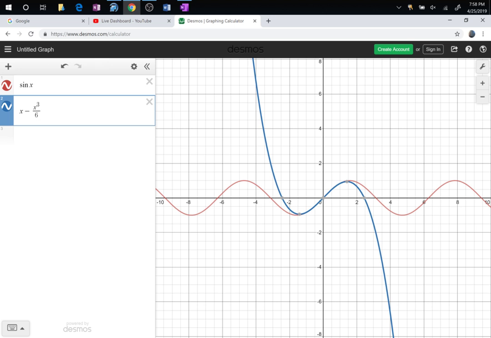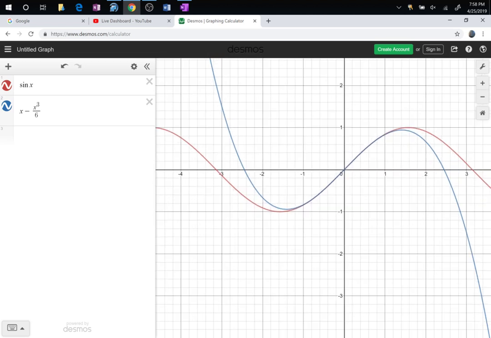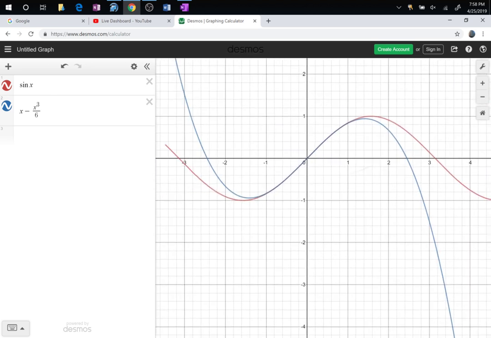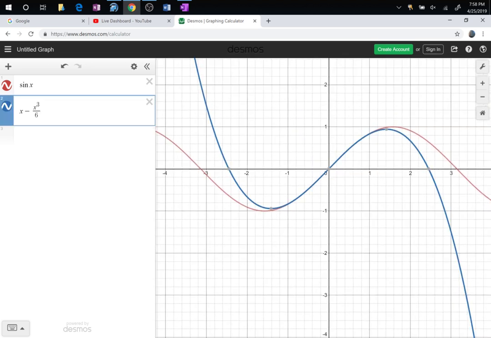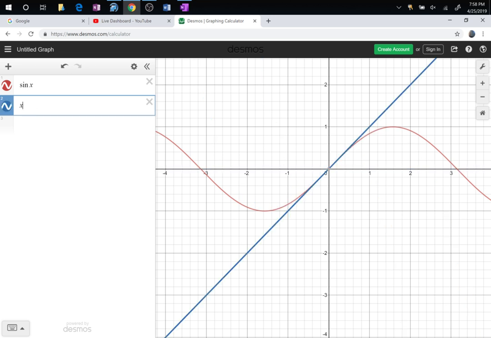There we go. Let me zoom in. Red line is your sine, blue line is your approximation. Let me just quickly go back over here and completely erase this. Do you see that the blue line and the red line match for some time?